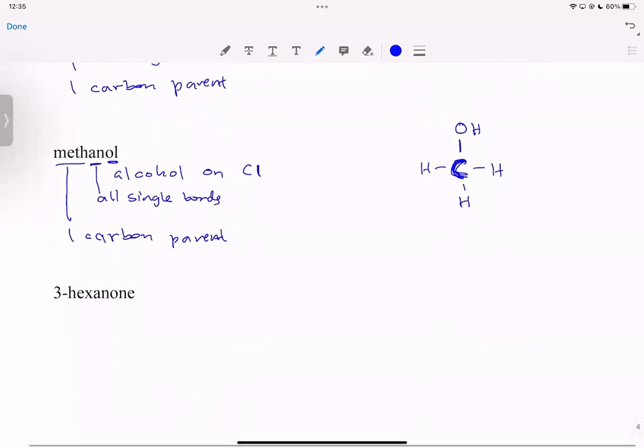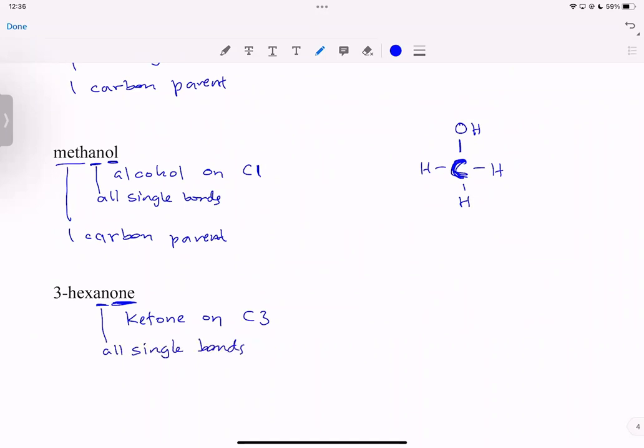And then it looks like we're at the last one, which is 3-hexanone. So you've got the name ending ONE. That means it's a ketone. So the ketone does have a location this time. It's on carbon 3. Okay, so going backwards from the name, AN means all single bonds. And hex means that it's a 6-carbon parent. Okay, and then that 3 is the location of the ketone.